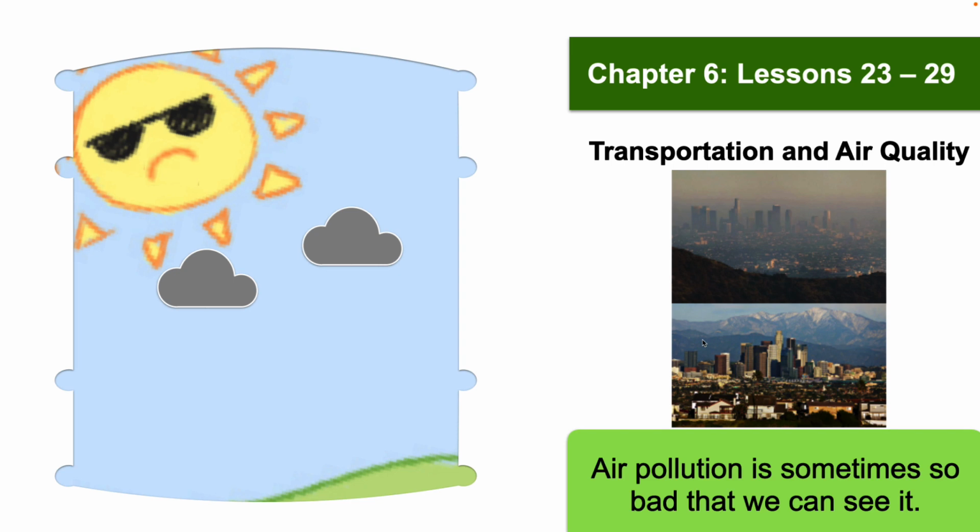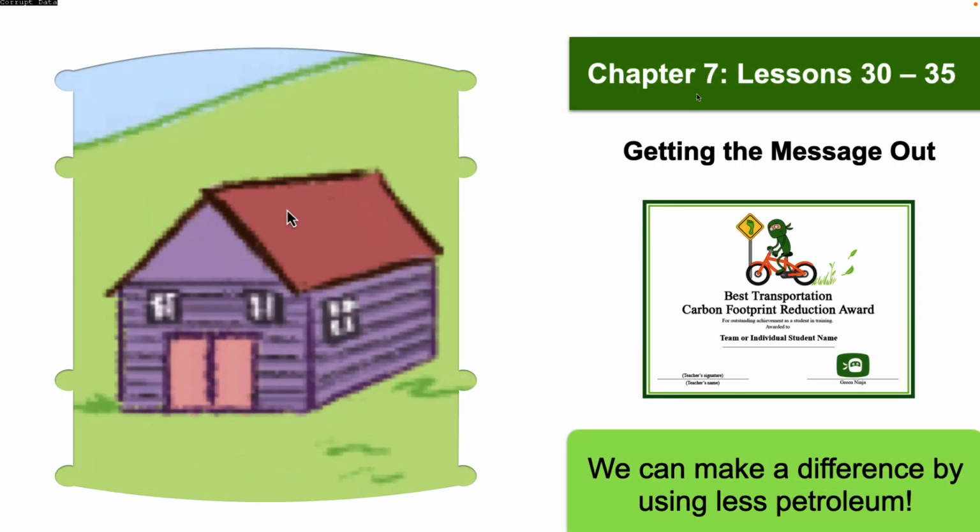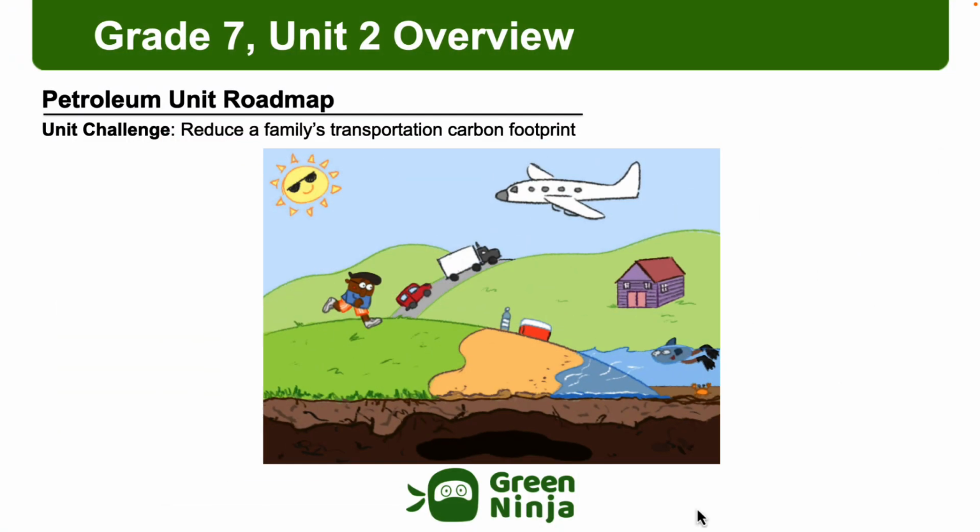Chapter 7 is our chance to make a difference by bringing our learning home. The goal is for students to develop a transportation carbon footprint reduction plan that they can implement at home and share with their classmates, getting the word out that we can make a difference by using less petroleum. It's time to get it all done, so let's get started.